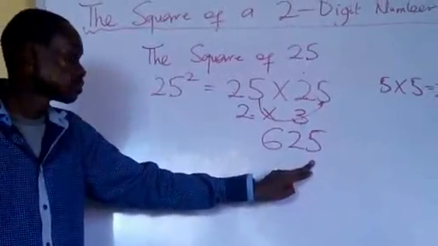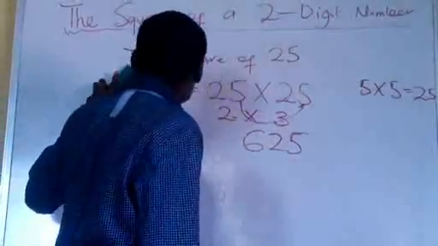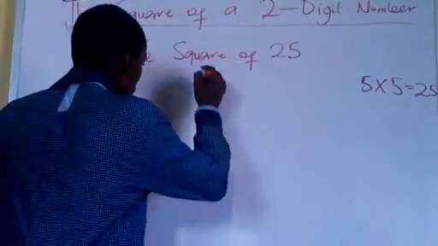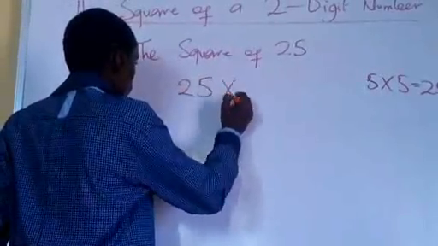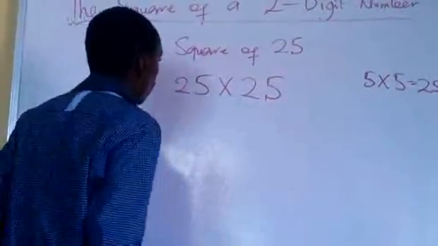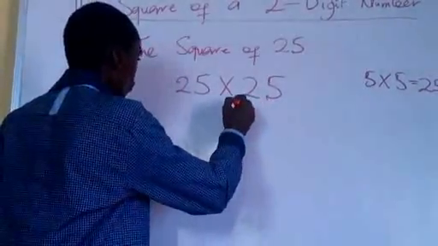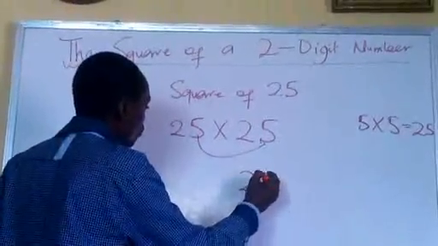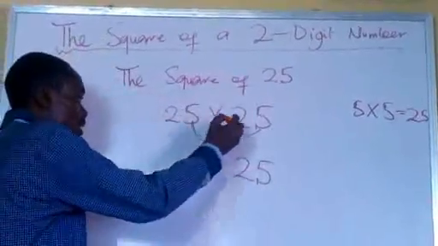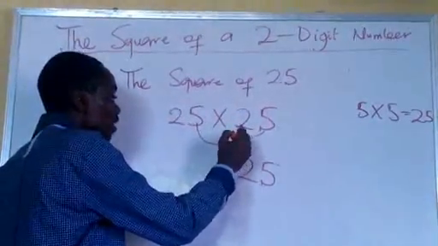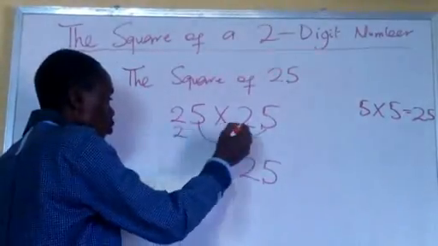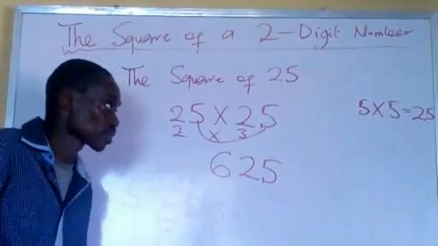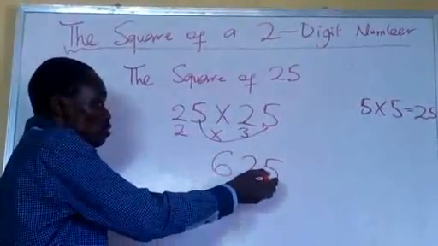I'll go over this method again. Assuming you want to obtain the square of 25, which is 25 times 25, all you need to do is just multiply 5 times 5, which is what? 25. Then increase this 2 to 3 and multiply. It's going to be 2 times 3, which is what? 6. So 625. The square of 25 is 625.